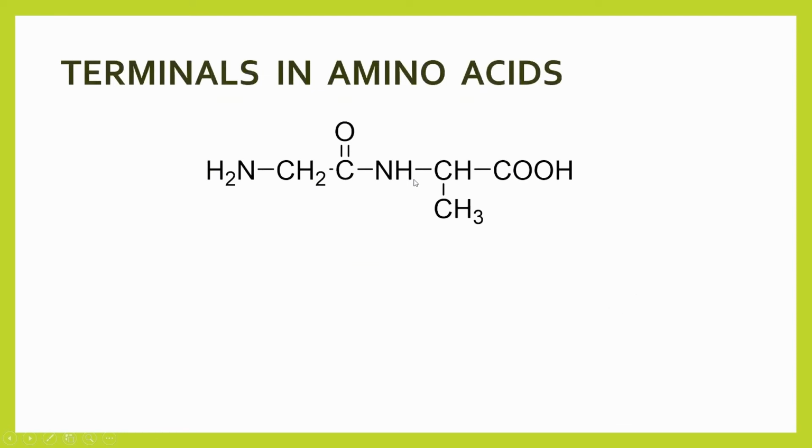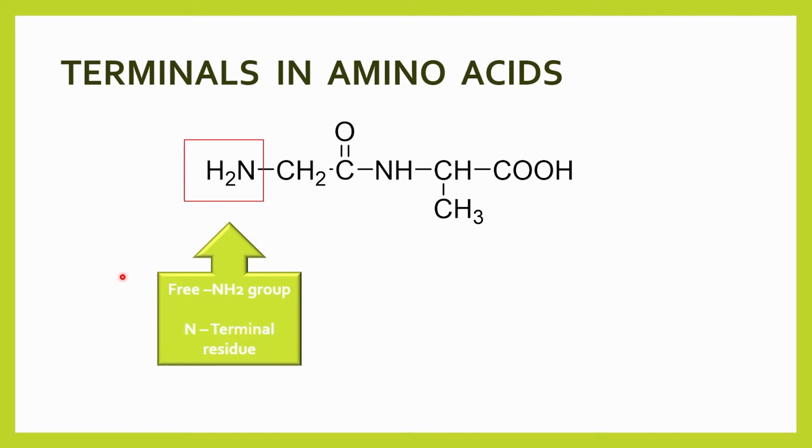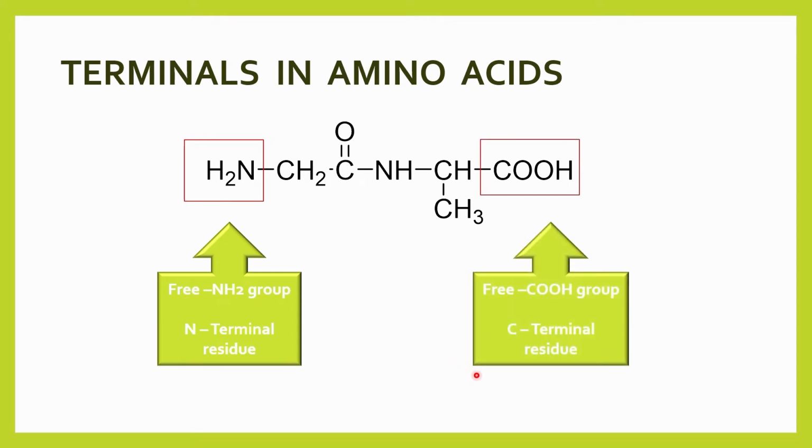It's very important to know what a terminal in an amino acid is. Since an amino acid has two functional groups, NH2 and COOH, it has two terminals. The NH2 terminal is named the N-terminal residue, where we have the free NH2 group, and similarly, the COOH group is called the C-terminal residue. It's very easy to learn them. From NH2, we take N, and from COOH we take C, and thus name the terminal residue.